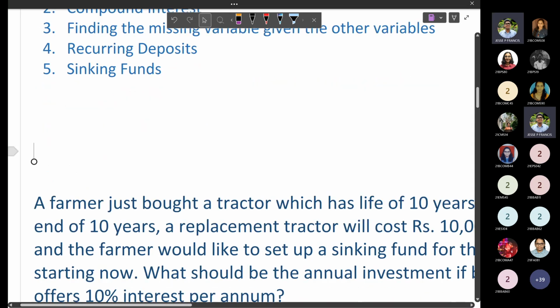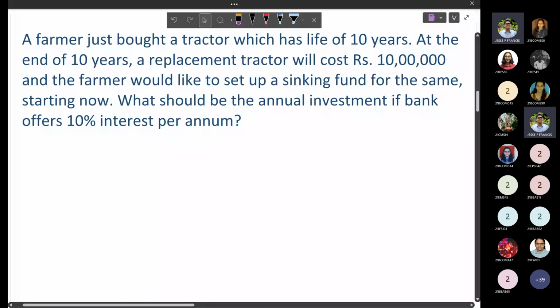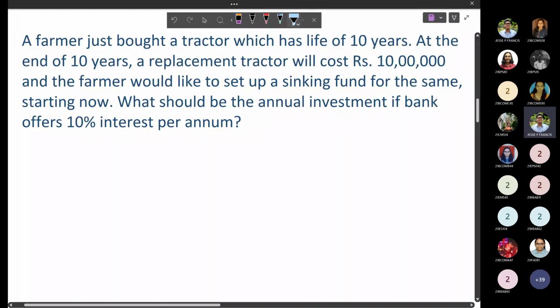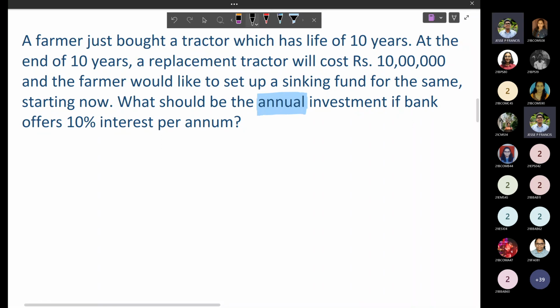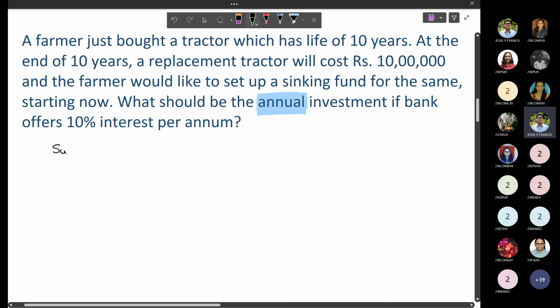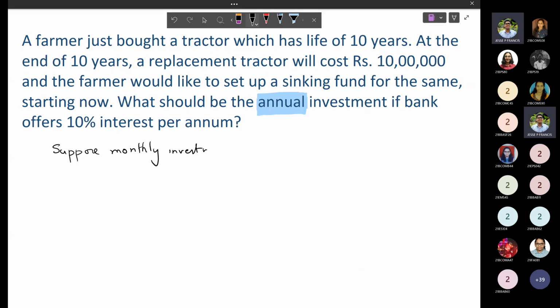Now, I stopped there giving you this question. There was a small correction in the question as well. I said, what should be the monthly investment? What I actually meant is annual investment. By mistake, I mentioned it as monthly investment. I meant annual investment. So the farmer just bought a tractor which has a life of 10 years. At the end of 10 years, a replacement tractor will cost 10 lakhs. Now, our question is, what should be the annual investment if the bank offers 10% interest? So suppose annual investment is A rupees.